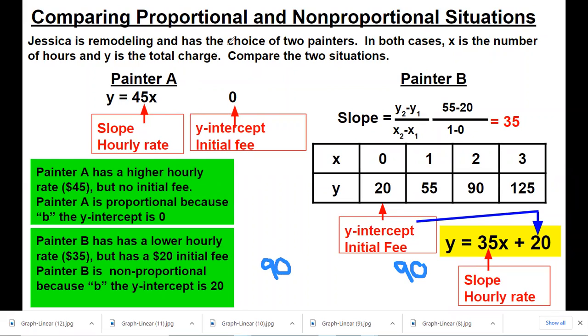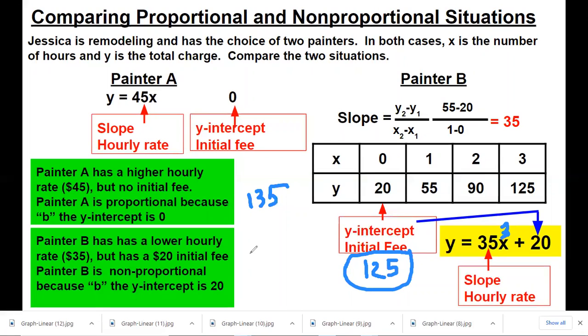However, what if I wanted to have them for 3 hours? Then we plug in a 3. So 45 times 3 is $135 for painter A. If I was to plug in 3 over here, I would take 35 times 3 plus 20 more dollars. It would cost me $125 for painter B. So at this point, after I get past 2 hours, if I have to hire somebody for more than 2 hours, painter B becomes the better deal.